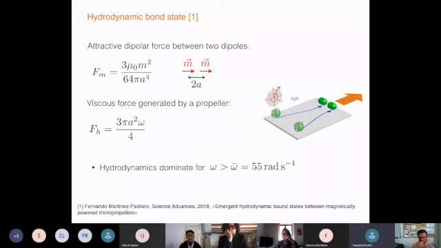this propeller, which is proportional to omega, the driving frequency. If you compare these two forces, you see that the viscous forces, and so the hydrodynamics, will dominate for a frequency of rotation higher than a given critical frequency, whose pulsation is about 55 radians per second.